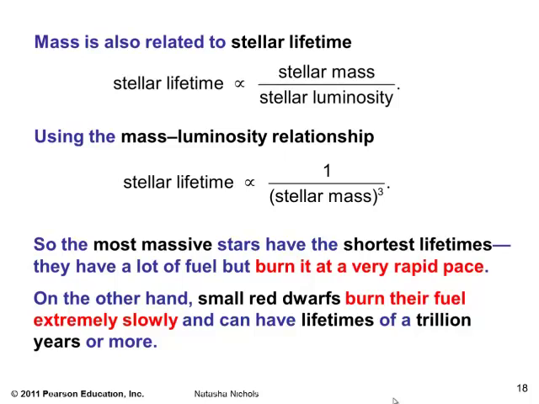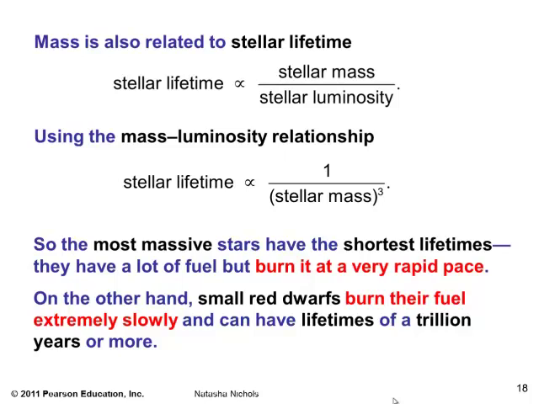So this is telling us that the most massive stars have the shortest lifetimes, which is why we don't see that many of them. And the reason for that is that even though they have a lot of fuel, because they're very massive, they burn it at a very high rate. So if they have a lot of fuel, but they're burning it very quickly, then they end up having a short lifetime. On the other hand, small red dwarfs burn their fuel extremely slowly.